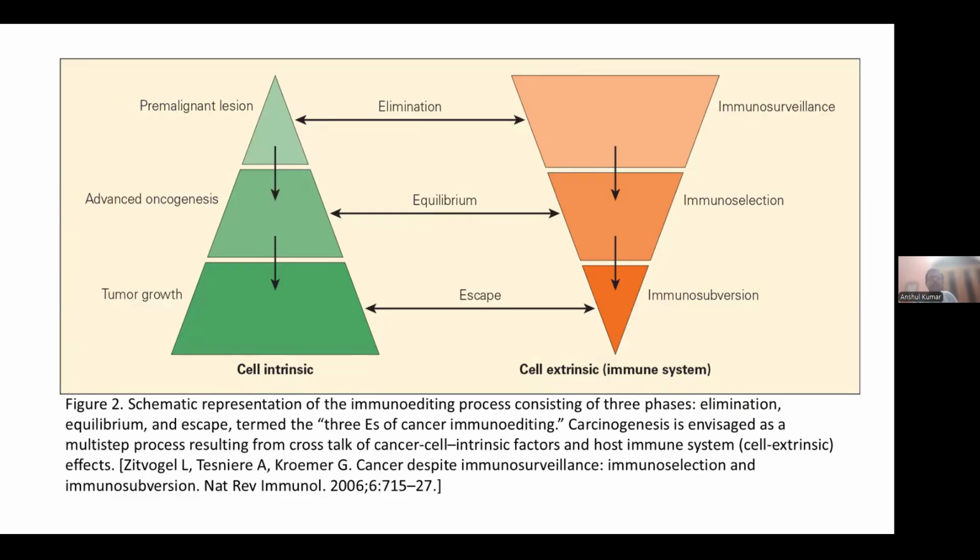Suddenly, in the equilibrium phase, there is an immunoselection phase where both the normal cells and malignant cells occur, and this is the advanced oncogenesis stage. And in the escape stage, suddenly the immune response subsides and it leads to the proliferation of the tumor growth. So this is also a very well explained diagrammatic representation of the immune response against tumor cells.